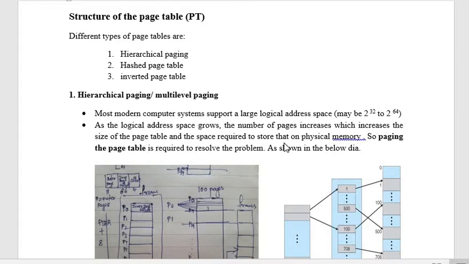As we all know, when we have a larger logical address space and divide it into so many pages, the number of pages will also increase. More pages cause more entries in the page table. When the number of entries increases, the size of the page table will also grow. When we have such a large page table to store, we would require more physical memory space. So what is the solution to avoid the memory requirement of that page table?